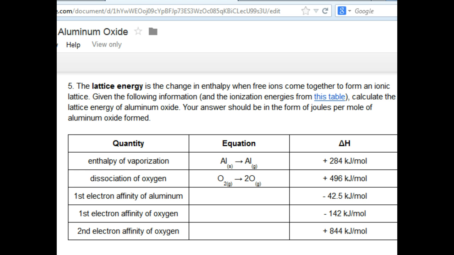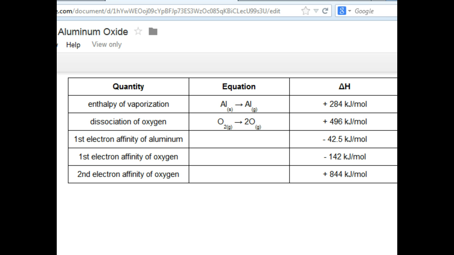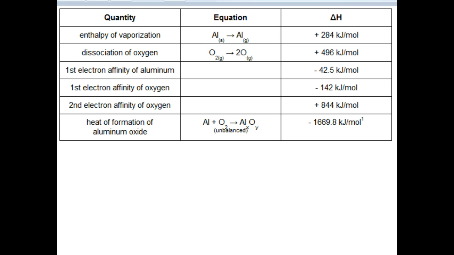Let me help you to understand all the data here first, and then I'll help you to understand how to approach this problem. Let me get a new page for you. The enthalpy of vaporization here is the energy that it takes to change 1 mole of aluminum atoms that are in a solid, kind of like aluminum foil or something, into a mole of aluminum atoms in a gas. So it's the energy it takes to vaporize a whole bunch of aluminum atoms.